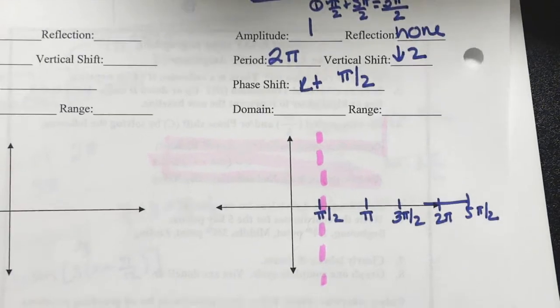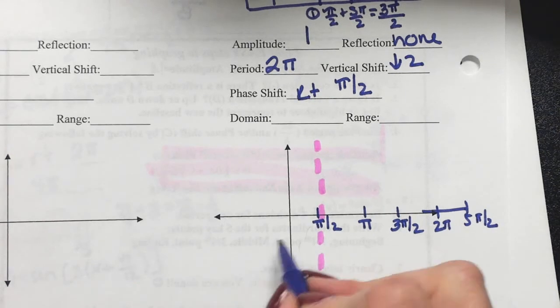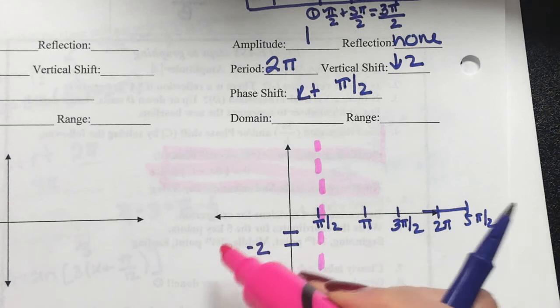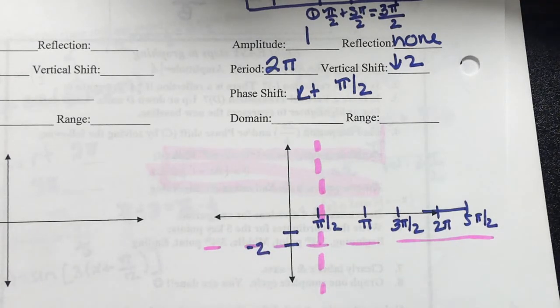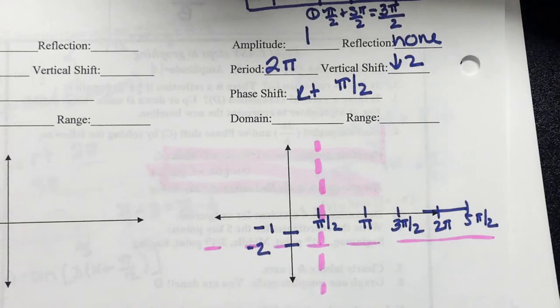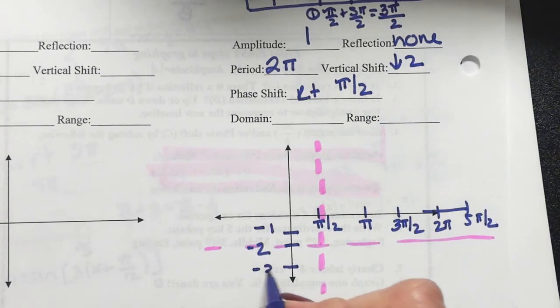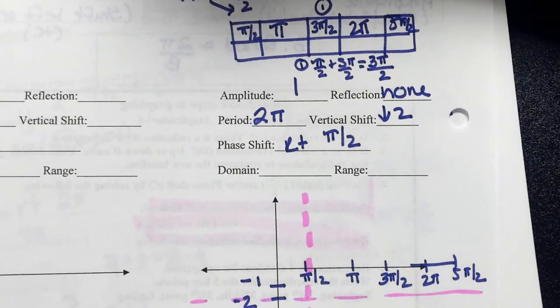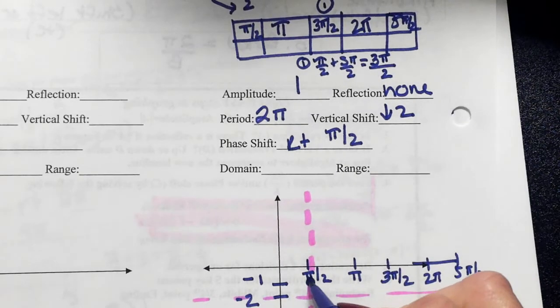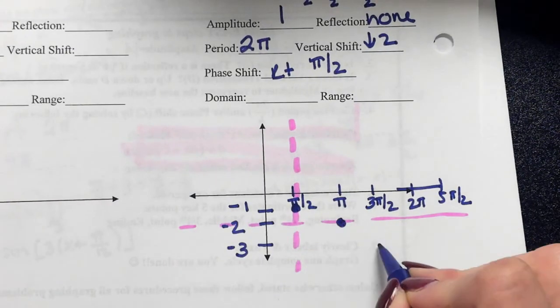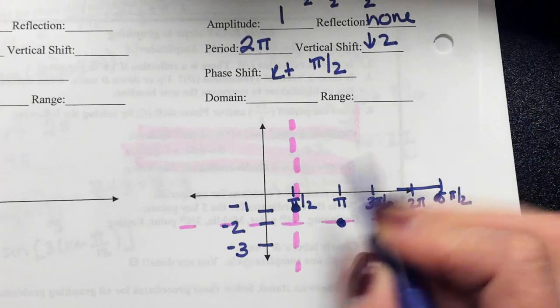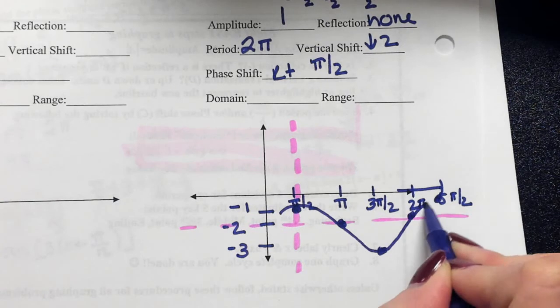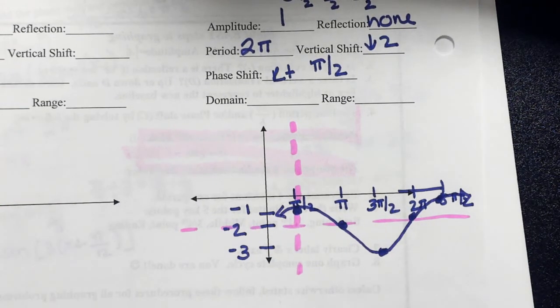By the way, where is your baseline going to be? Your baseline is going to be down at negative 2. Your A value is 1, so I know my maximum is going to be up at negative 1. My minimum will be down at negative 3. Now, it's a cosine with no reflection. So where does that first point start? Max, base, or min? Max. So I know I'm going to go to the maximum. Then I'll go to the baseline, minimum, baseline, maximum. So there's your cosine with the phase shift.